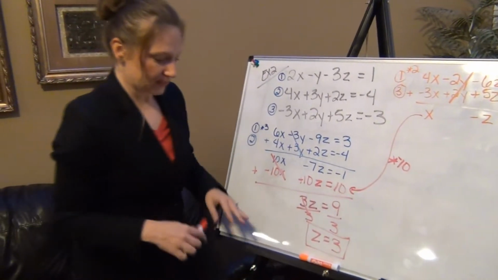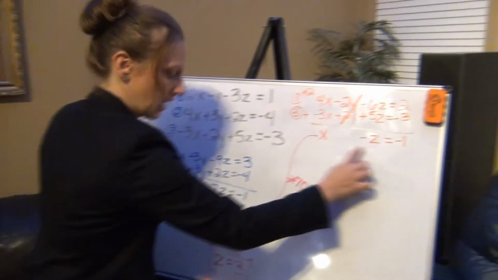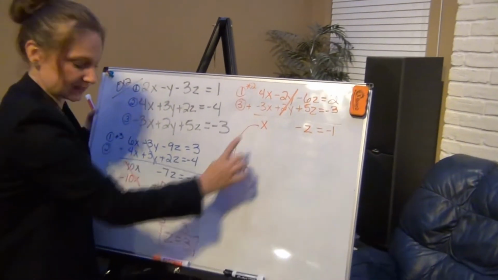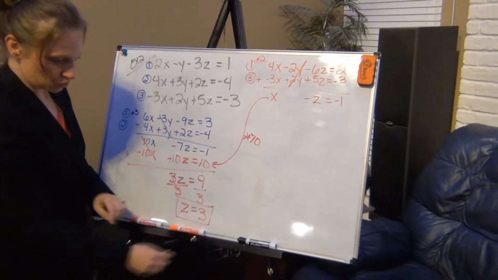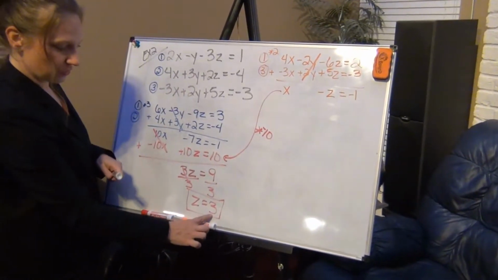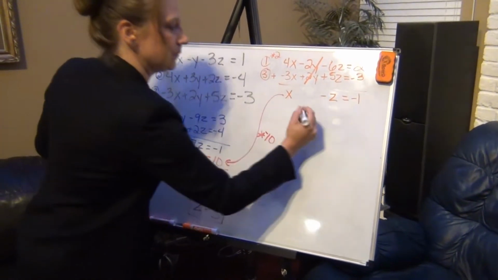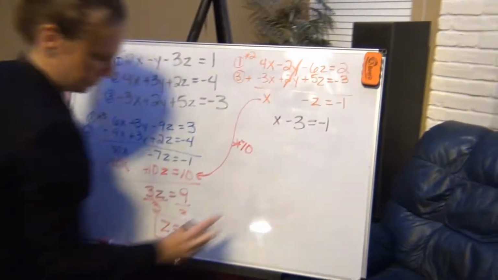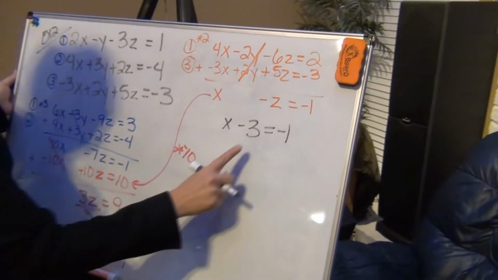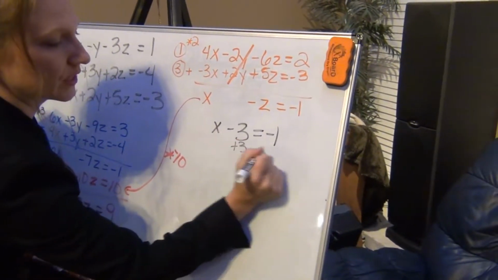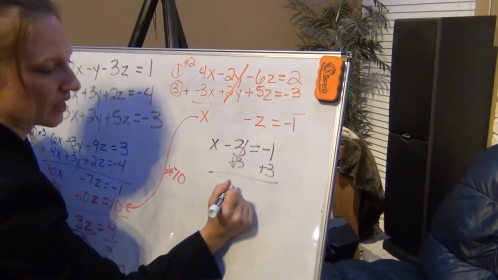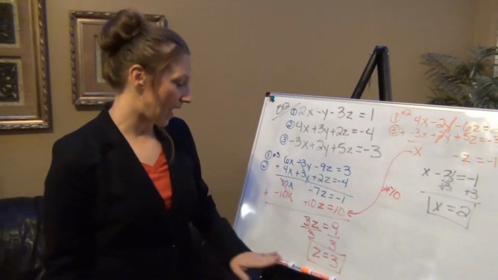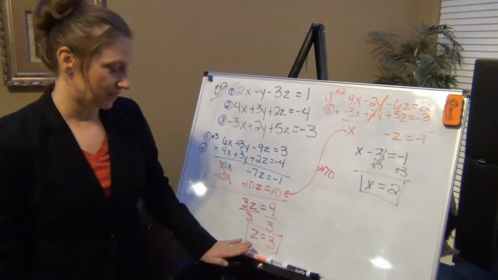What I notice is over here, I have a z almost solved with the x. So I'm going to use this 3 that I know now is z, and I'm going to plug it in for z, and I'm going to solve for x. So when I add 3 here, x is 2.